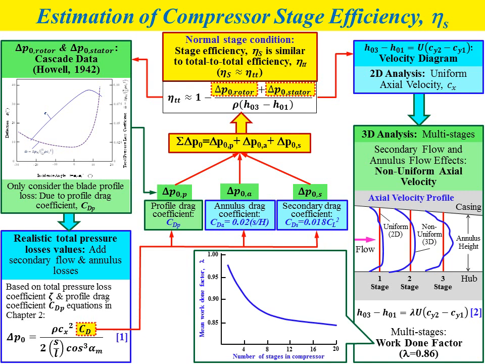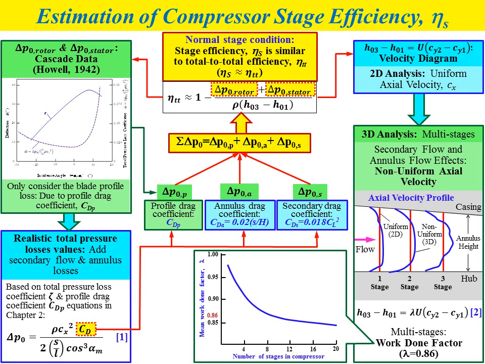In terms of work done factor for different numbers of stages in the compressor, we can determine it by using this graph. This graph shows the mean work done factor lambda versus the number of stages in the compressor. From this graph, if we know the number of stages of the compressor, we can determine the value of lambda and then substitute it into equation number 2. So we will get the actual work H03 minus H01 for 3D analysis of the compression process.